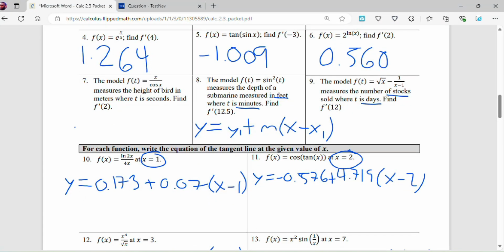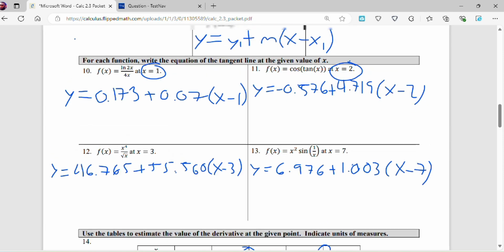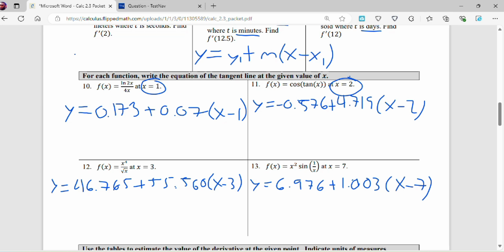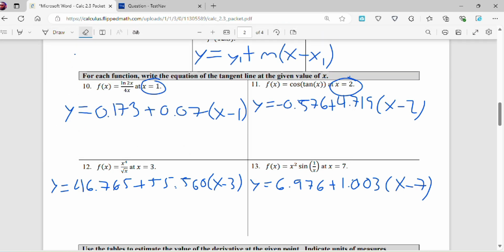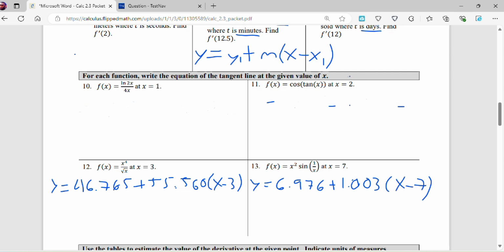All right. Questions 10 through 13 are basic tangent line questions. I'll do the first two, because I want to show you how to do it, and then for the other two, you can just look at the answer.